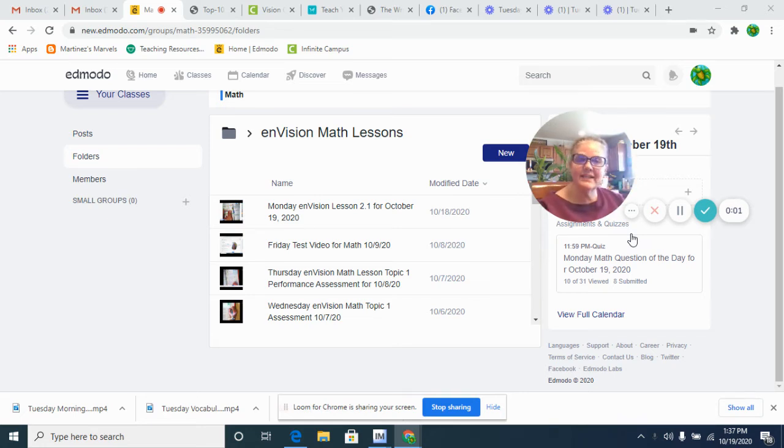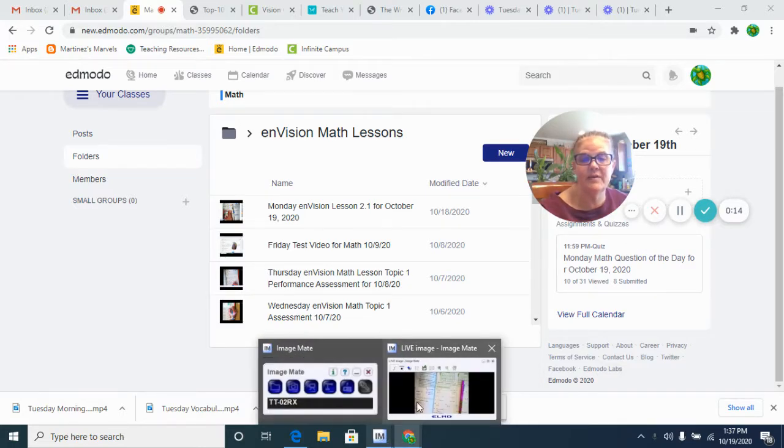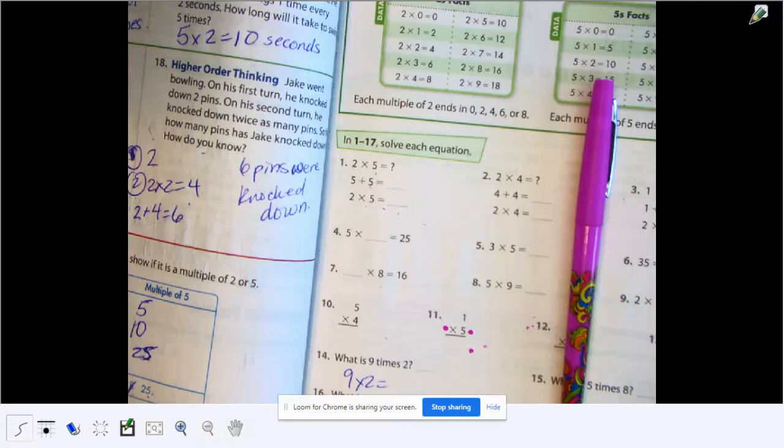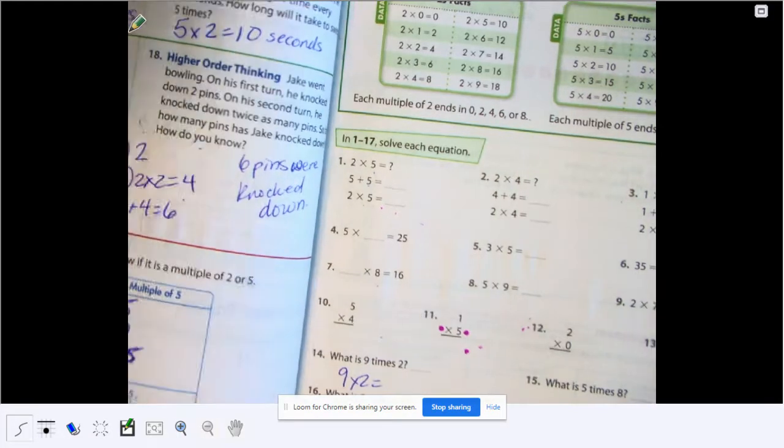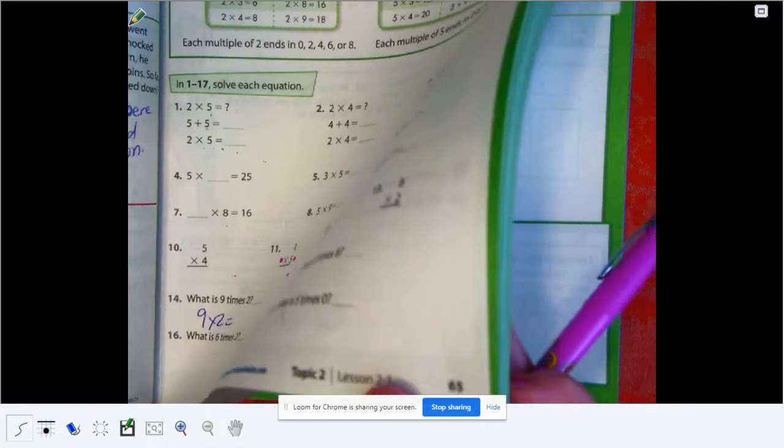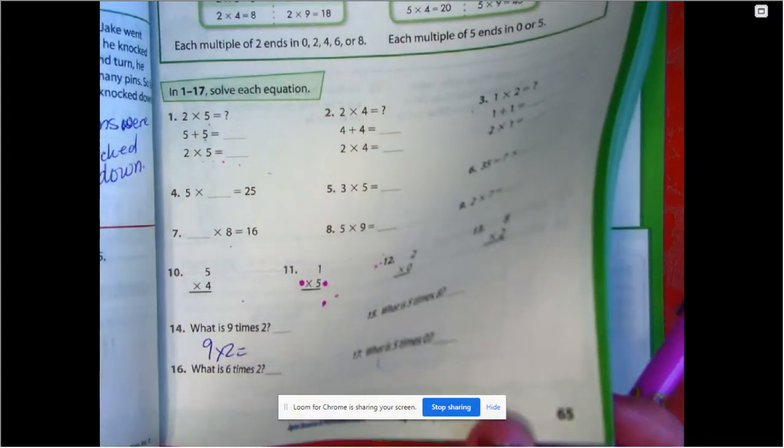All right, guys, we're going to get into our math. So if you would please grab your enVision workbook and something to write with. We're going to be on page 65. So if you'll get to that page, and I will go to the camera. All righty. We're on page 65. There's my 65 right there.